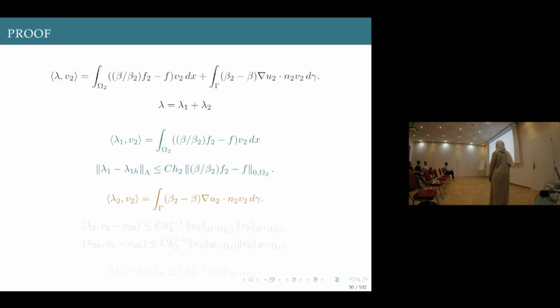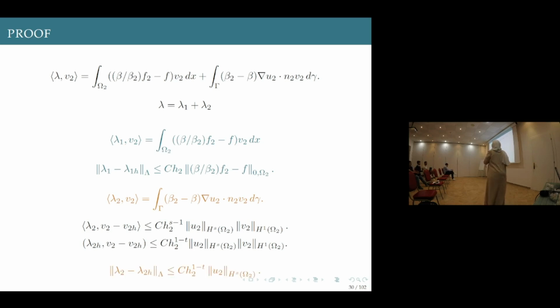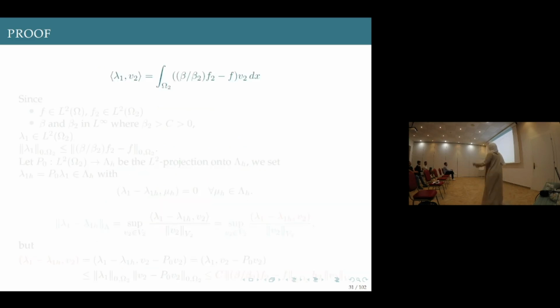The second part satisfies that the duality between lambda 2 and v2 is the integral over the interface, the second term here. And I will prove in two steps that the duality of lambda 2 and v2 minus v2h is bounded by this with an s power, and lambda 2h and v2 minus v2h is bounded by this with the 1 minus t power. And 1 minus t is dominating here, so we will end up with this bound, and we will see this in steps. So we have a blue part and a bronze part. It looks red to me, but I don't know what you see from there.